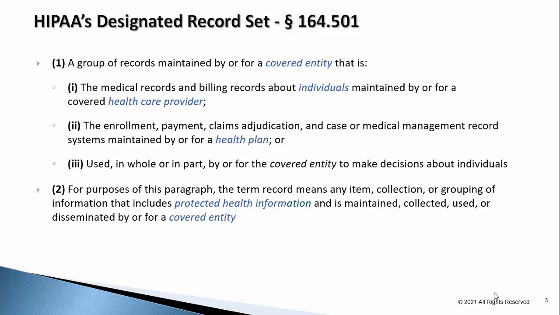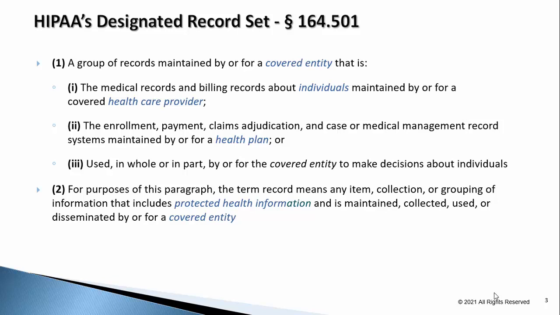For the purposes of this paragraph, the term record means any item, collection, or grouping of information that includes protected health information and is maintained, collected, used, or disseminated by a covered entity. That means paper records, electronic records, as long as they're in a record system or kept as a record, they will be a part of the record set. And certain of those record sets at a covered entity or a health plan would be part of a designated record set. If the information is used to make a decision about a patient or is one of those other record sets that are named, those are designated record sets.